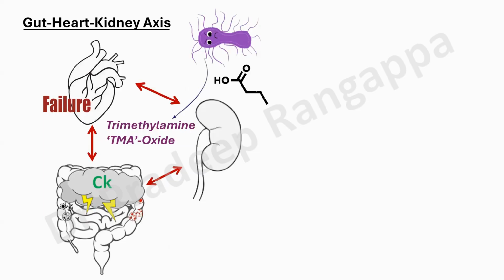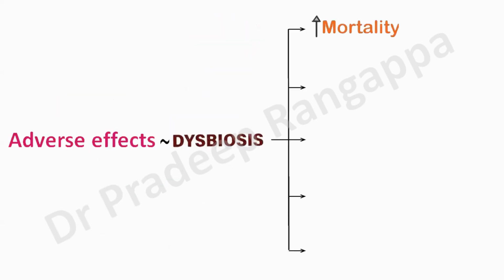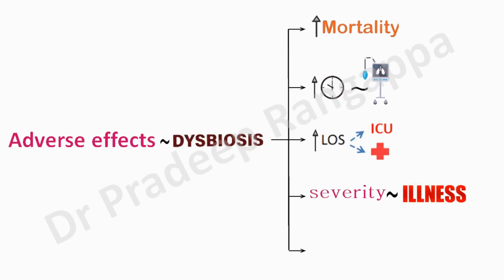So what are the adverse effects? Because of all this organ dysfunction, with the gut itself having a bearing on other organ dysfunctions, what are the ramifications? The adverse effects of dysbiosis, obviously, it can increase mortality because other organ dysfunction happens. It can increase the duration of mechanical ventilation, increase the ICU and hospital length of stay, and it can lead to severity of the ongoing illness and multi-organ dysfunction, and a higher risk of hospital-acquired infection.